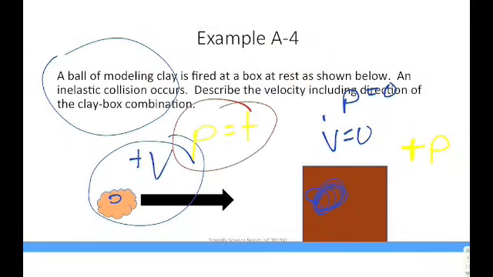So it's going to have the same momentum as this clay block, but whenever you take that same momentum of the clay block and you divide it by the two masses that you have together, you're going to end up with a really, really small velocity. And this will be a little bit more evident whenever you look at some of the actual.